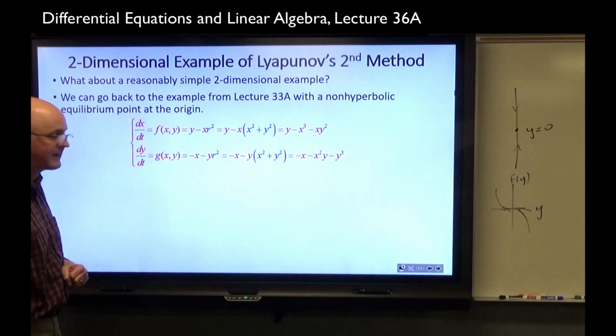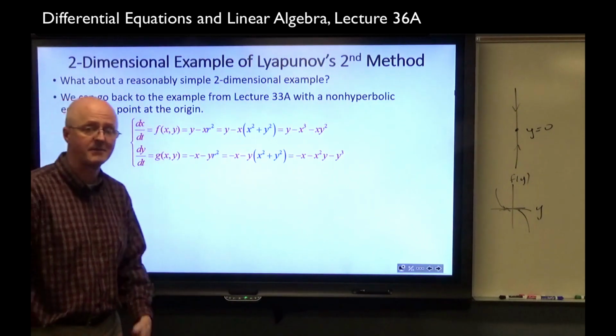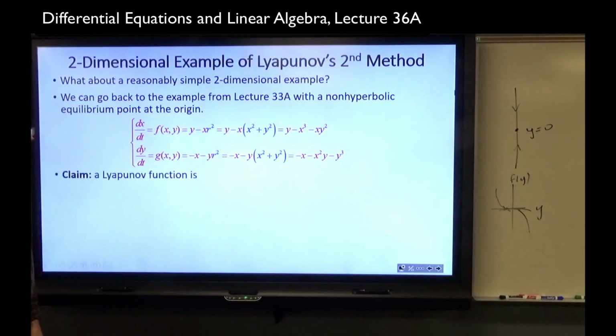I'm taking mu to be -1. That does make the origin a sink, but it's not hyperbolic. You can't use that first theorem here. But there is a Lyapunov function. In fact, it's x squared plus y squared.